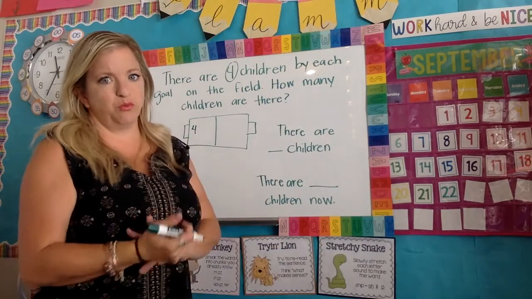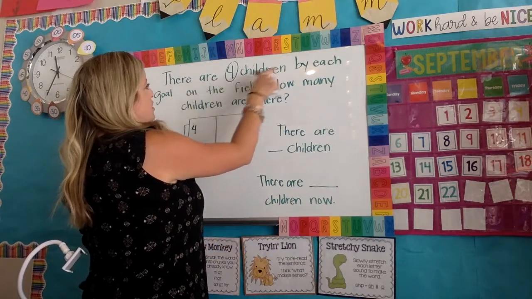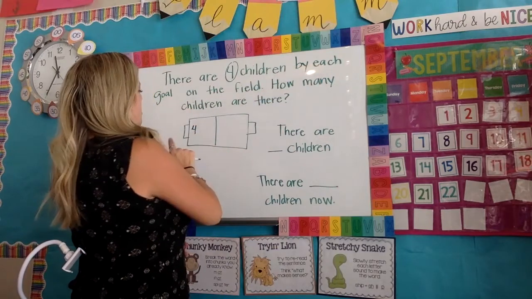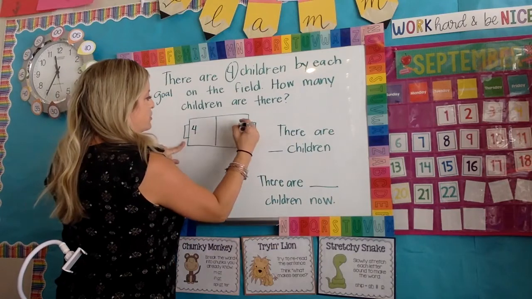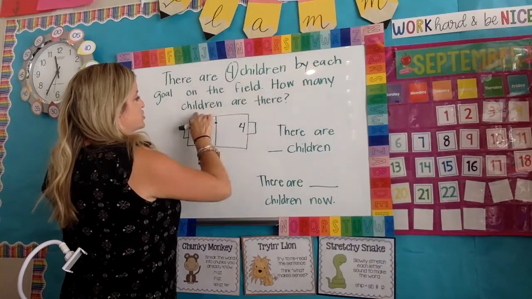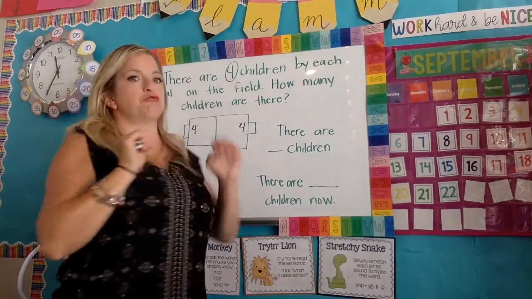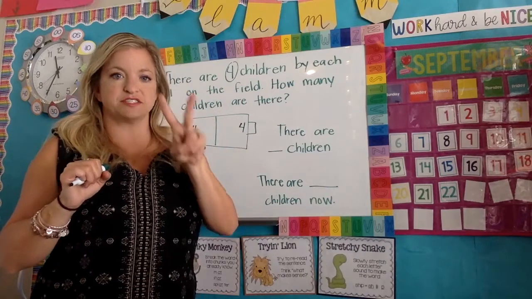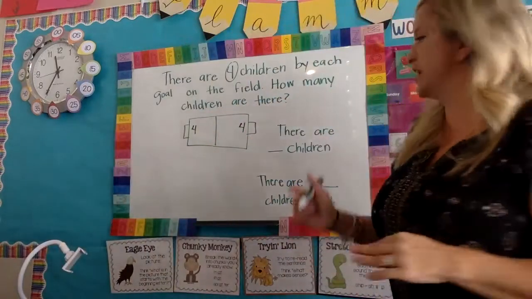Not quite. What else is it saying? So there are 4 children by each goal. Each goal, I have 2 goals. So I put a 4 here. I better put a 4 by this other goal. How many children are there? 4 plus 4. So 4, I can count on 4, 5, 6, 7, 8. So 4 plus 4 is 8.